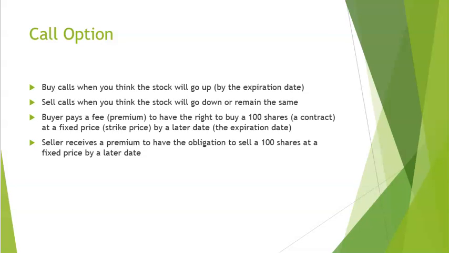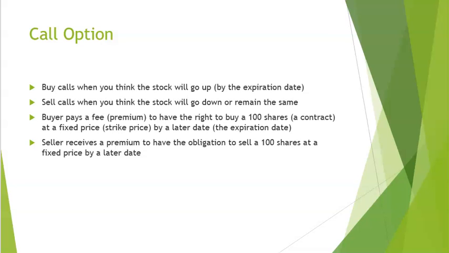A buyer of a call option pays a premium to buy 100 shares of a stock at a fixed price by a later date, which is the expiration date. A buyer believes that the price of the underlying stock will go up within the time frame of the expiration date and wants to lock in the price at which he or she can buy the underlying stock.